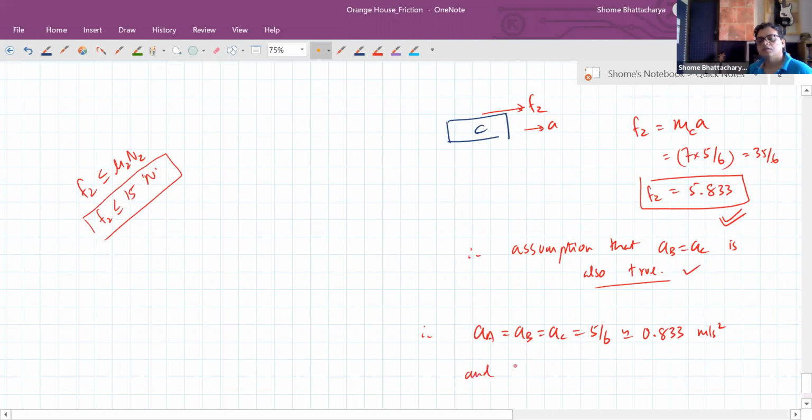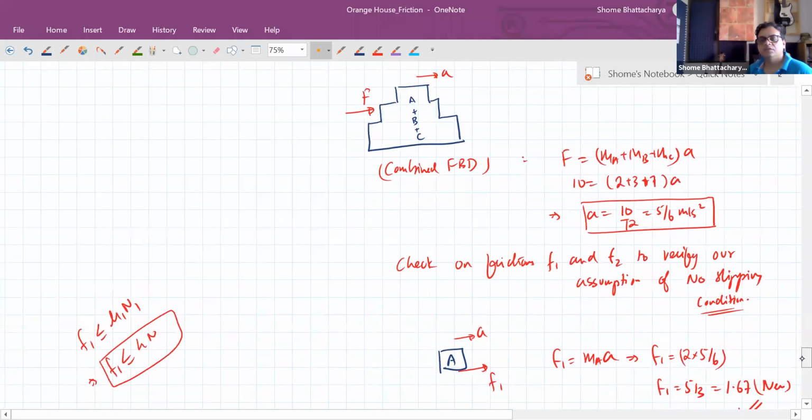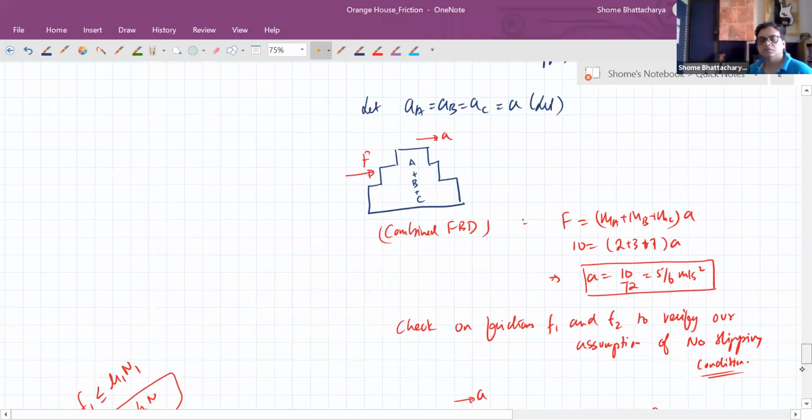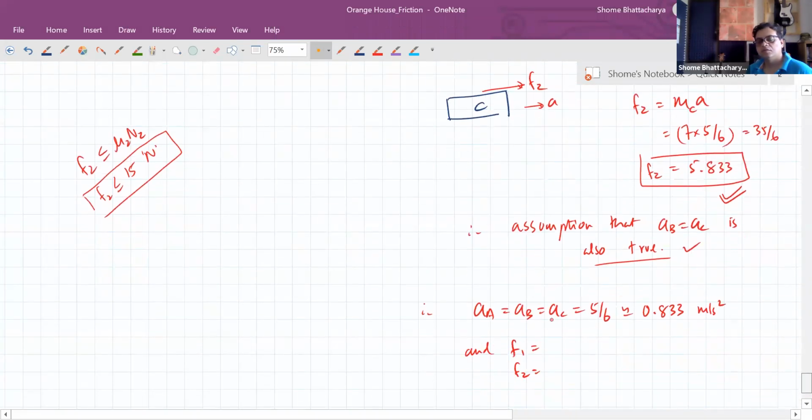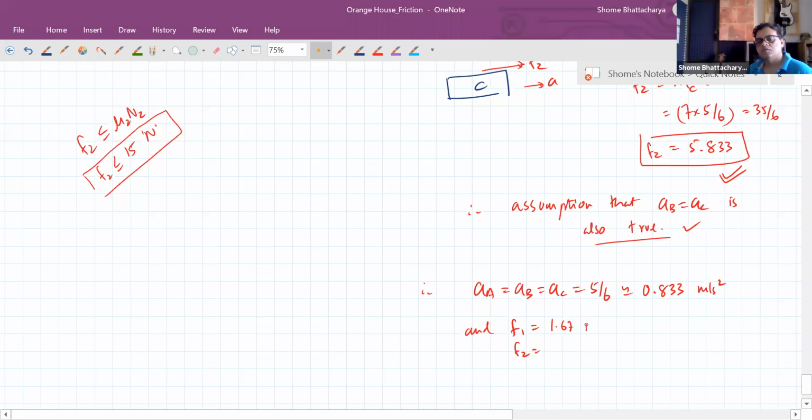F1 and F2 will be respectively 1.67 and 5.83 newtons, and they'll be both static frictions.